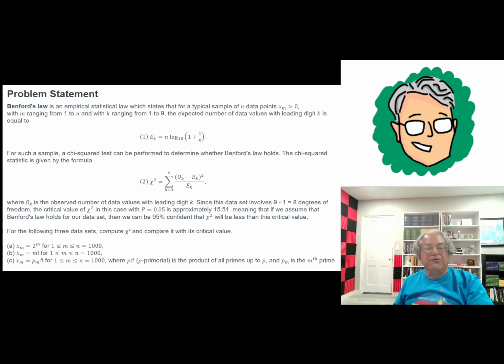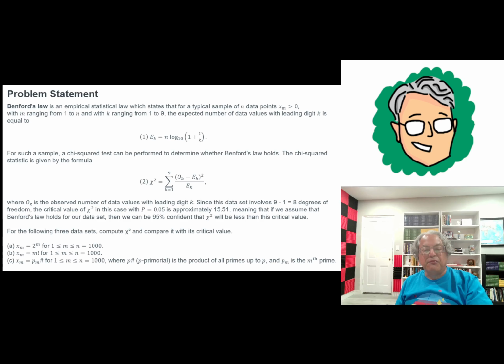I'll just read it. Benford's law is an empirical statistical law which states that for a particular sample of n data points, x sub m greater than 0 for all positive, with m ranging from 1 to n and k ranging from 1 to 9, the expected number of data values with leading digit k is given by formula 1, which says e sub k is n times the base 10 logarithm of 1 plus 1 over k. That's Benford's law. Those are the expected frequencies we get.